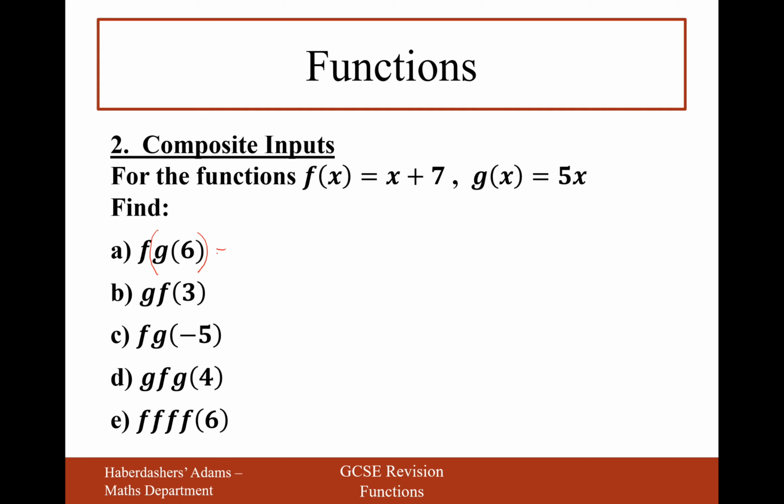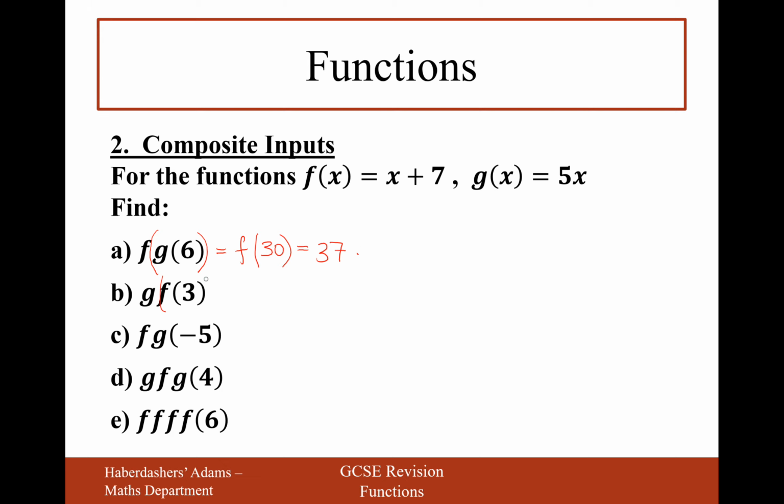Okay, so let's get started then. So what I need to do first is leave the f alone at the front, and then I'll put 6 into the g function. When I put 6 into the g function, I'm going to get 30 out of it. And now with that answer of 30, I'm going to put 30 into the f function. So I'm going to replace x with 30 in the f function, so that'd be 37.